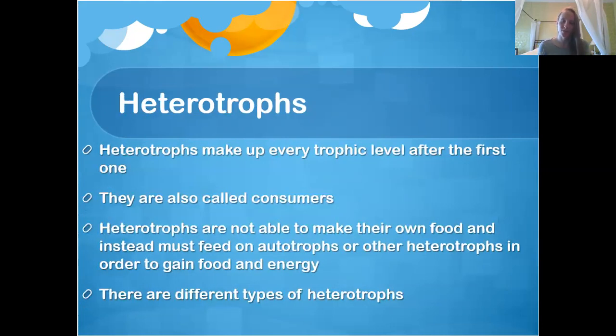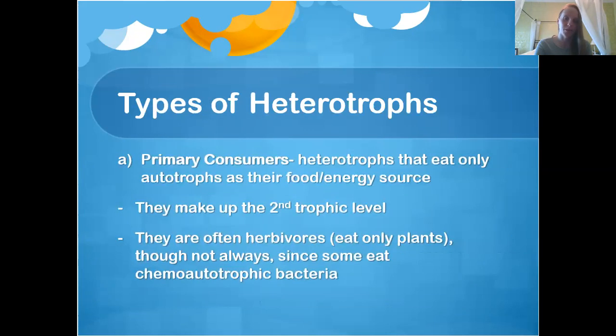And then our heterotrophs, as we said, are the organisms that make up all of the other trophic levels. They are also called consumers because they get their energy by consuming other organisms. Heterotrophs cannot make their own energy. But there are a bunch of different types of heterotrophs.